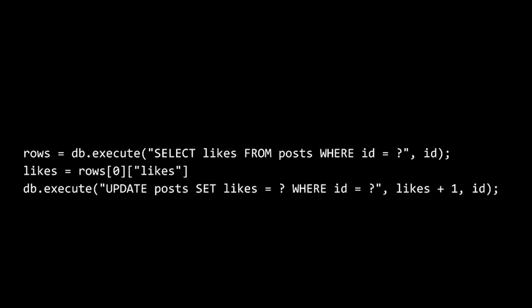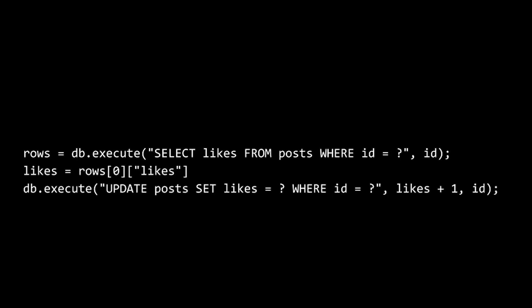Three lines of code using CS50's library here, where you execute select likes from posts where ID equals question mark, where ID is the unique identifier for that egg. And then I'm storing the result in a rows variable, which again, I claim is a list of rows. I'm going to go into the first row, so that's rows bracket 0. And I'm going to go into the likes column to get the actual number. And that number I'm going to store in a variable called likes.